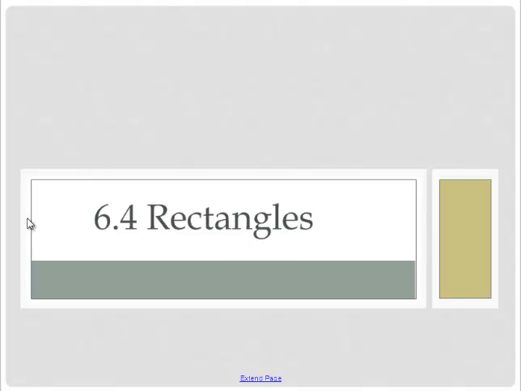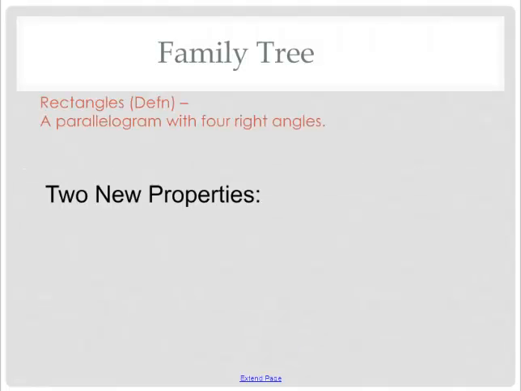So section 6.4 now takes a step further from parallelograms and talks about rectangles. We've all seen rectangles before. They have 4 right angles, and they're actually a parallelogram because the opposite sides are congruent, the opposite sides are parallel. But they have 4 right angles. That's the new key property. And then there's one extra to go with that.